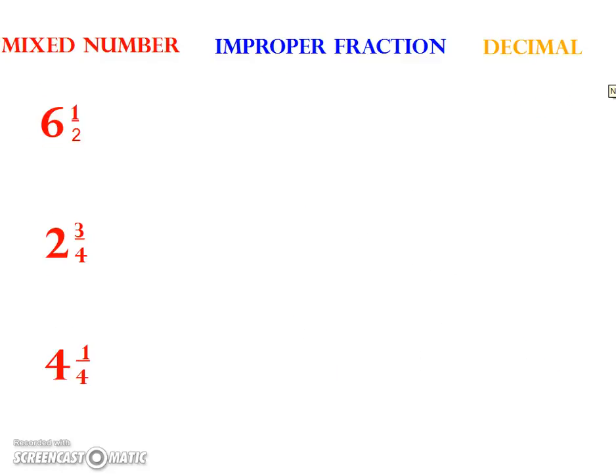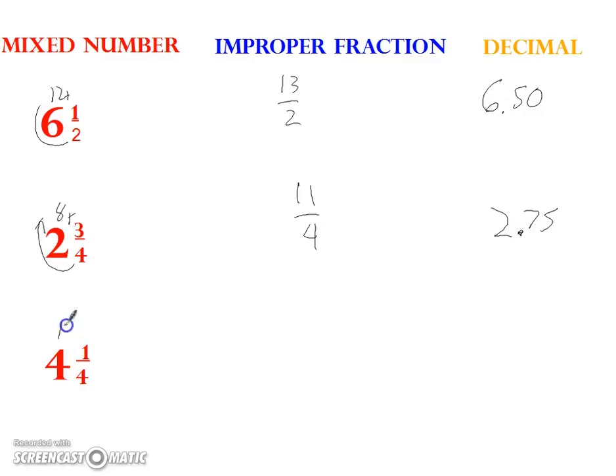All right, here's 3 for you to try out. Stop the video when you do them. 12 plus 1 is going to give me 13 halves. And as a decimal, that would be 6.50. 2 times 4 is 8, plus 3 gets me 11/4. In a decimal, that would be 2.75. 4 times 4 is 16, plus 1 gets me to 17. 17/4. And as a decimal, that would be 4.25.